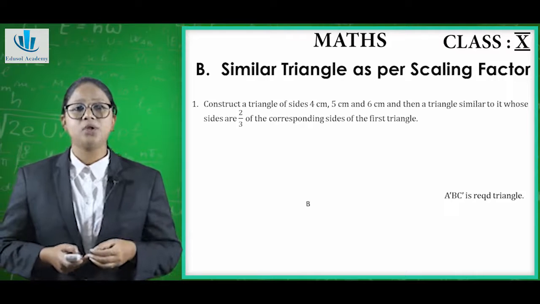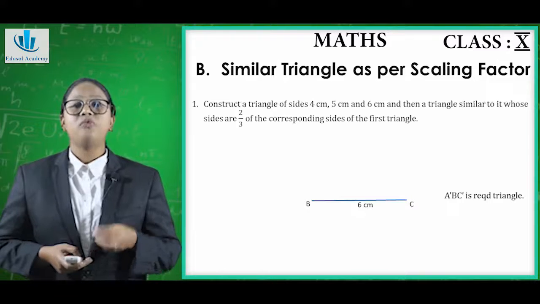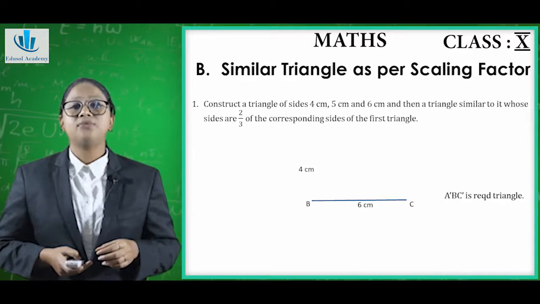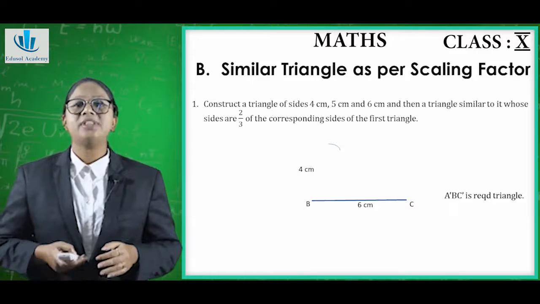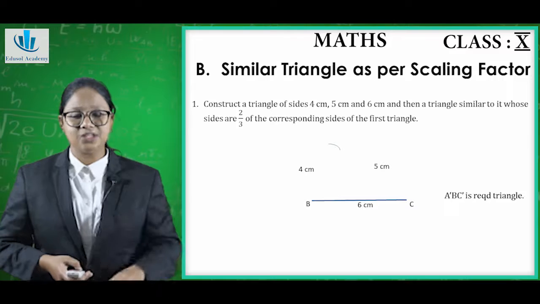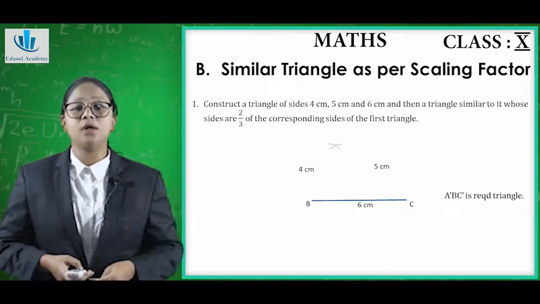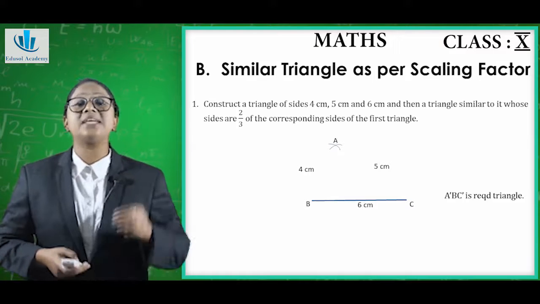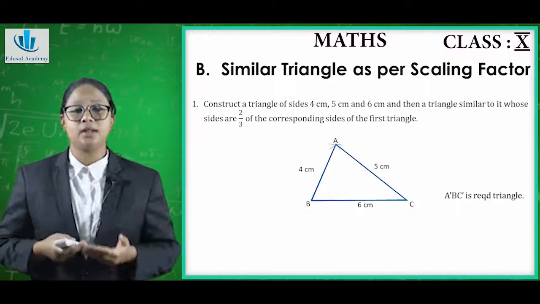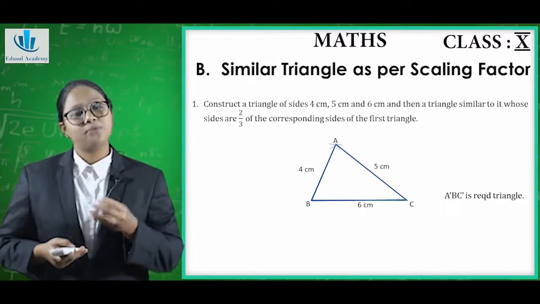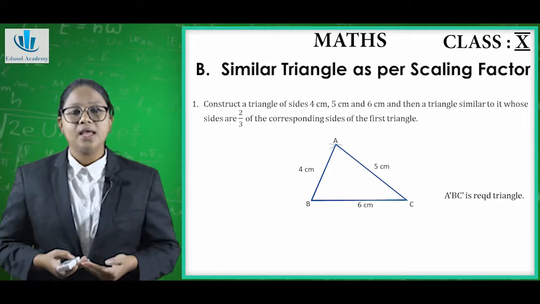Let's begin. Draw BC which measures 6 centimeter. Now with B as center and 4 centimeter radius, cut an arc above BC. Now with C as center and 5 centimeter radius, cut another arc that will intersect the previously drawn arc. Now that point can be named as A. Join AB and AC, we will get the given triangle with sides 5, 4 and 6. That is ABC. Now we have to draw the similar triangle.